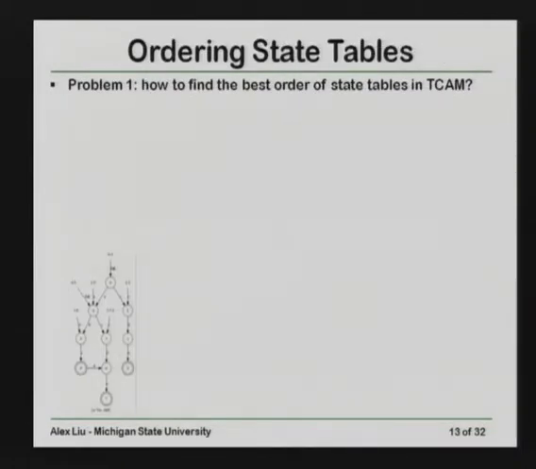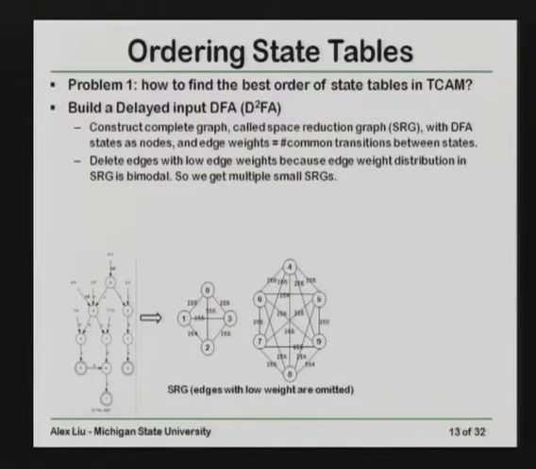So first of all, let's see how to order the state tables. We want to find the best order for these tables in the TCAM, because the order will affect how you encode them and how many entries can be deleted. So we first build a delayed input DFA. Basically we construct a complete graph called the space reduction graph, with DFA states as nodes, and the edge weight is equal to the common transitions between these states.